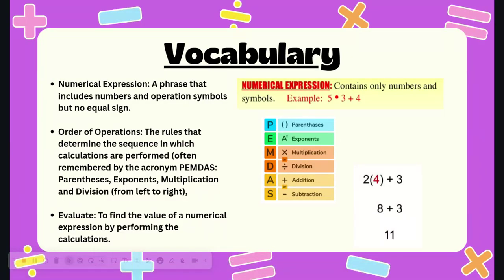Some vocabulary words we want to make sure that we understand before we jump into our lesson is numerical expression. That is a phrase that includes numbers and operation symbols only. It does not have an equal sign. Here is an example, 5 times 3 plus 4. There is no equal sign, only numbers and operation symbols.